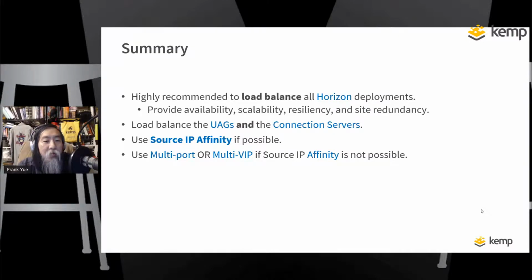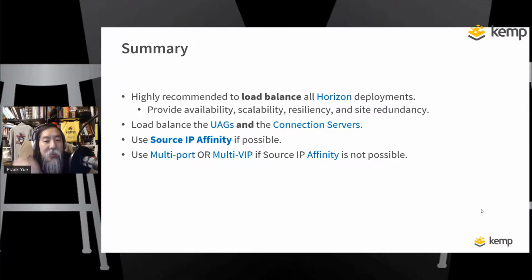Number two, don't forget you want to load balance not only the UAGs, which is the more complicated part, the unified access gateways, but don't forget to load balance the connection servers also. It makes sense to load balance each tier of that Horizon deployment. Point three, source IP affinity, as you can see in this presentation, is the easiest way to configure and set things up. If you can use source IP affinity, do so. It'll make your job and everybody else's job a lot easier.